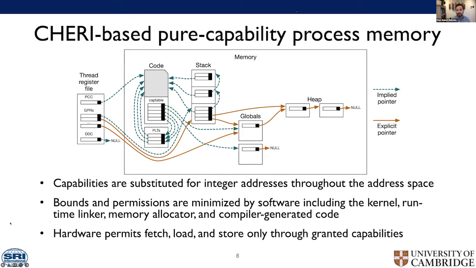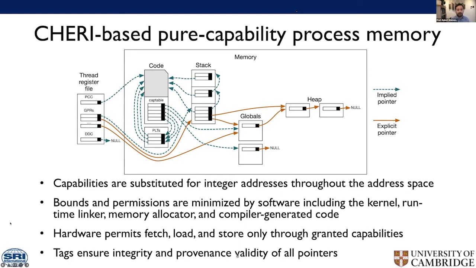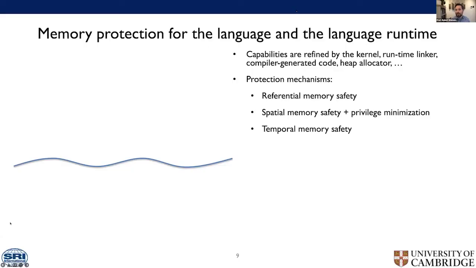And then the hardware is going to enforce these rules, requiring memory access to occur through capabilities and not in other ways. And the tags will ensure the integrity and the provenance validity of all pointers implemented in terms of capabilities. These capabilities, as I said, are refined by software, and we have a number of kinds of protections out of them. Referential memory safety is the protection of the pointers themselves from corruption. Spatial memory safety and privilege minimization allows us to restrain pointers so they can only access the intended memory.